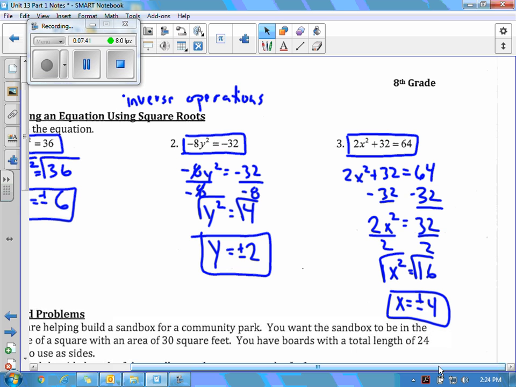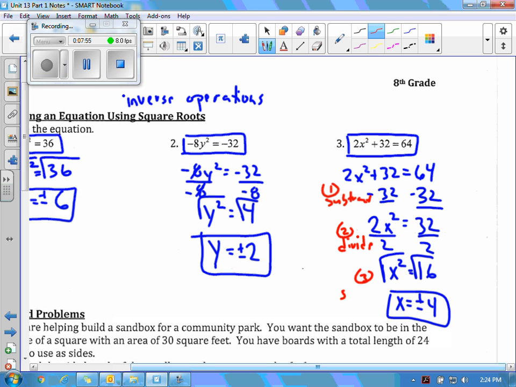So notice the order that I went in. Okay? The first thing I did was subtract. So I'm going to add or subtract. Then I'm going to multiply or divide. In this case, I did division. And then the last thing I'm going to do is take the square root. So I've got to go in that order.